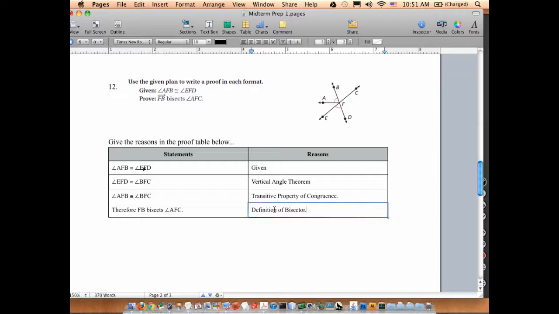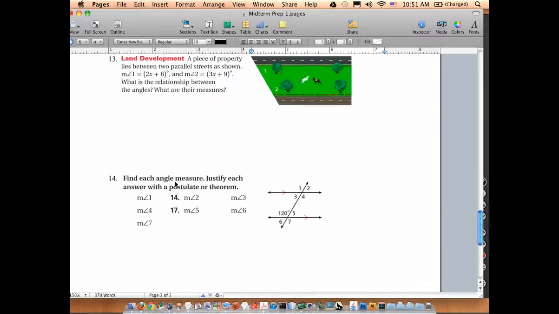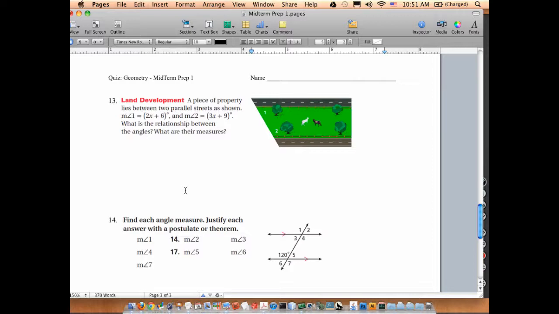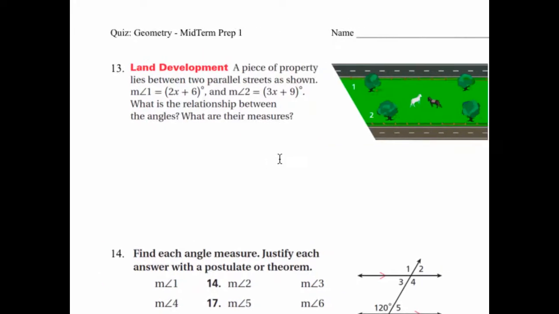I put definition of bisecting segments because I didn't know. Segments is incorrect because we're not dealing with segments. We're dealing with angles. Okay. Number 13, land development. A piece of property lies between 2 parallel streets as shown.